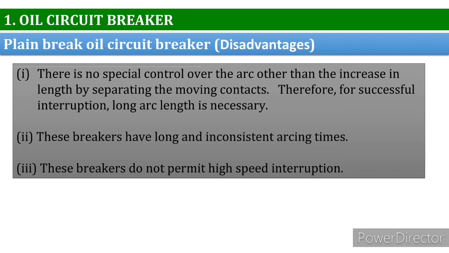The third one is these breakers do not permit high speed interruption. One more important capability that is missing in this scheme is high speed interruption, because the faster the interruption speed, the quicker the fault is diagnosed and the system is isolated. But if this does not happen, it will create a problem and a drastic change, and you can say a hazard in this condition. So these three are the major disadvantages of the plain break OCBs.